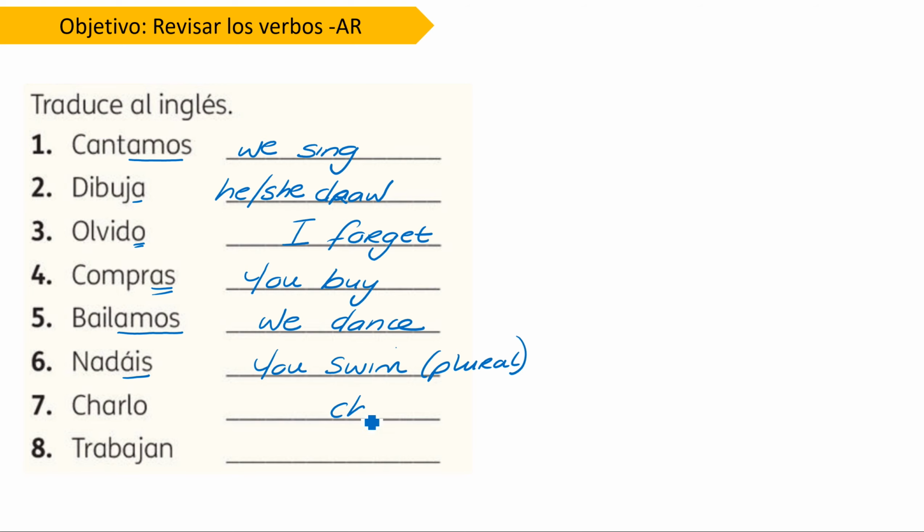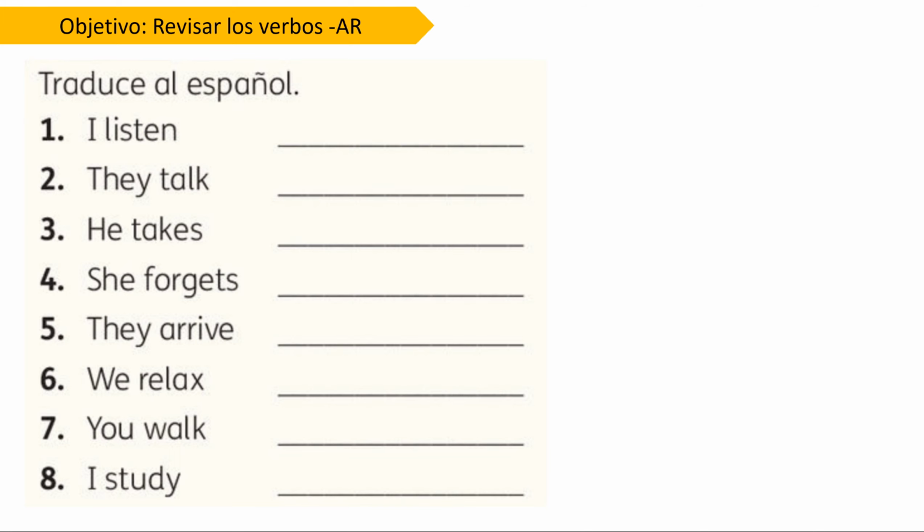Charlo is from the verb to chat. And who is doing the action? It ends in o, so it's I am doing the action. And then trabajar is the verb to work. An is the ending, so it's they are doing the action. They work. Seguimos. The next one, we need to work going from English into Spanish.